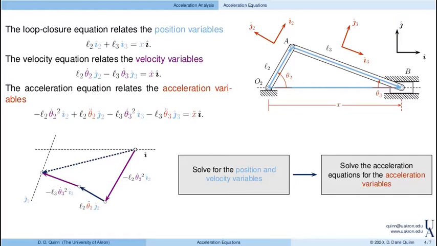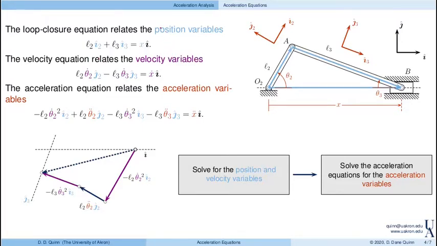So just kind of a quick summary. The loop closure equation relates the position variables. In this problem, that's theta 2, theta 3, and x. Right? So theta 2 is here in I2 direction. Theta 3 is in the I3 direction, and of course x is right there.